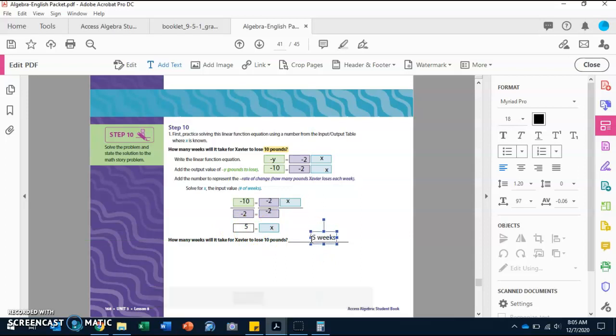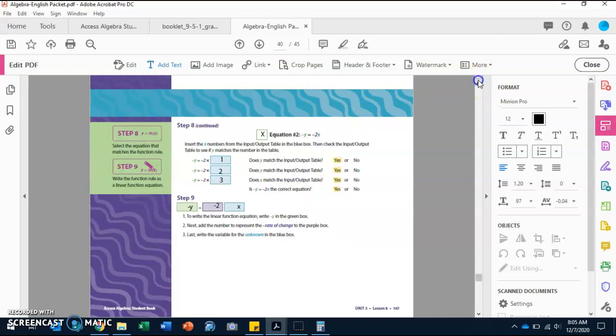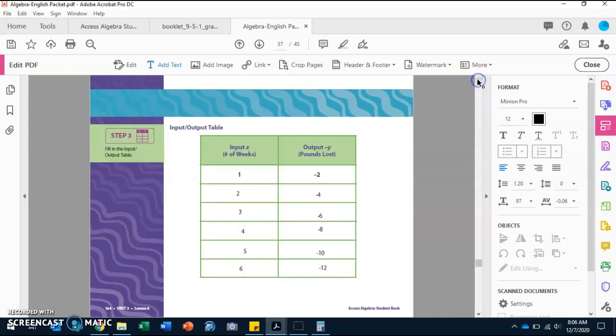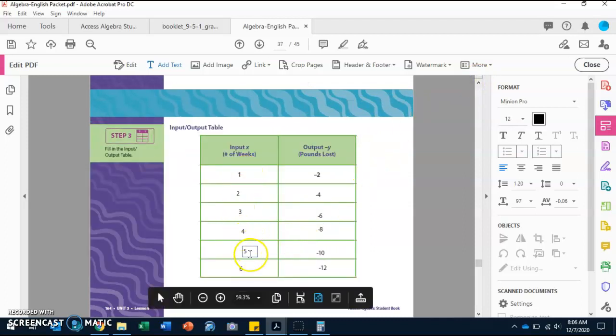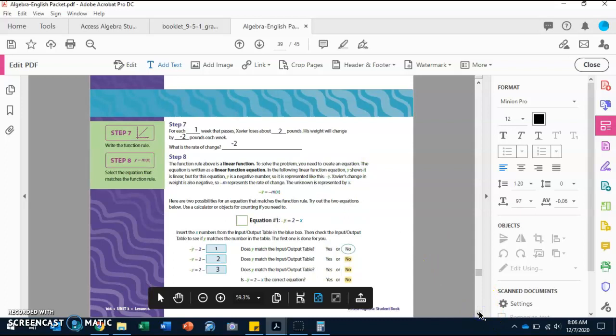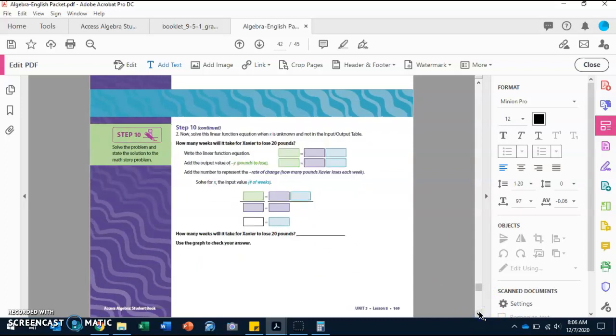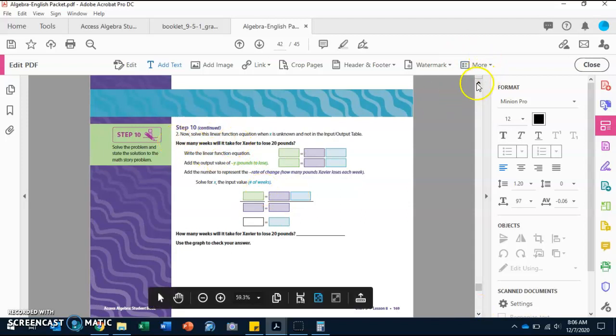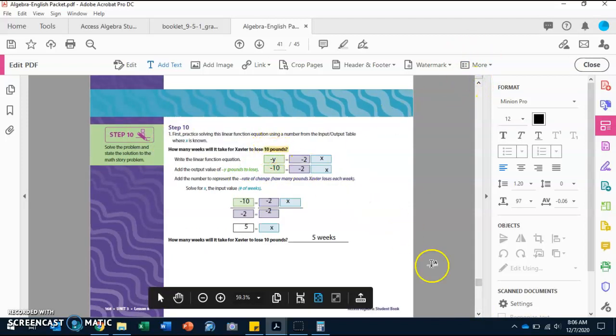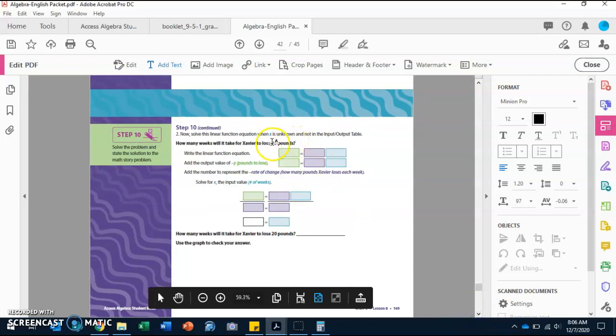And boys, if we were to look back over here at the top, it would tell us that in 5 weeks, he lost 10 pounds. So does it match what we have right here? Yes, boys, it does. So now here, guys, we solved for 10 weeks, I mean for 10 pounds. Now over here, we're going to figure out for 20 pounds.